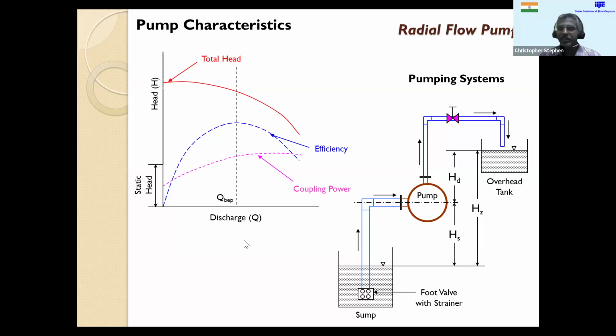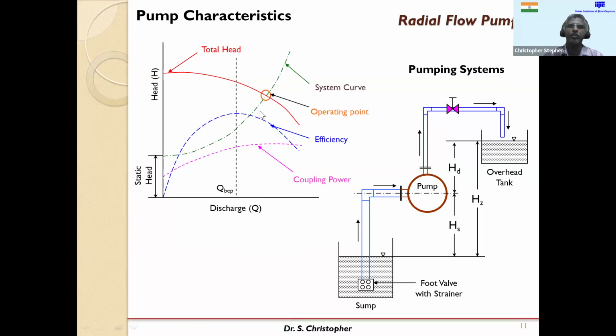Okay, so I think some of you have said the operating point is defined at the efficiency curve. Okay, Janganathan. Okay, fine. I'll just move on. Now these are the characteristics. Now I'm going to make a system curve. You can see this is nothing but the system curve. So the intersection of total head and the system curve is nothing but the operating point, which means the pump is going to operate at this point.